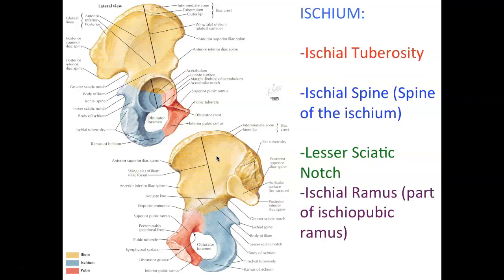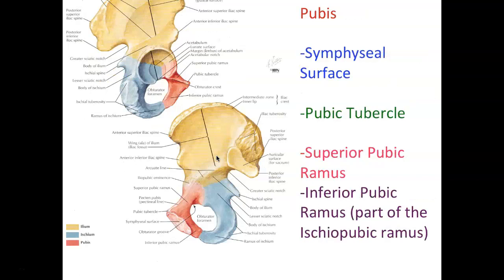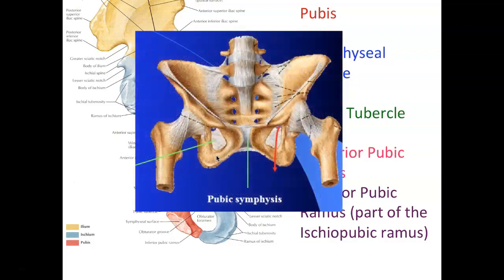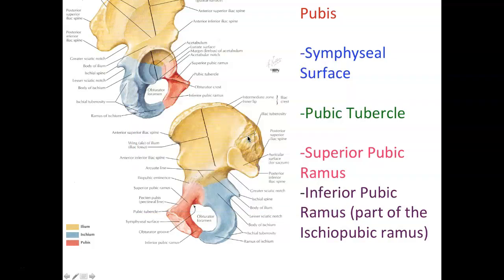Okay, so let's go back to that symphyseal surface. Now, if you look above that area, here's your pubic symphysis, and you can see we have a ton of ligaments holding that in place as well. Moving on to our next term will be the pubic tubercle. If you look at the symphyseal surface and look right above it, there's a sharp bump here, and that is called your pubic tubercle. You can see that on the lateral view as well.